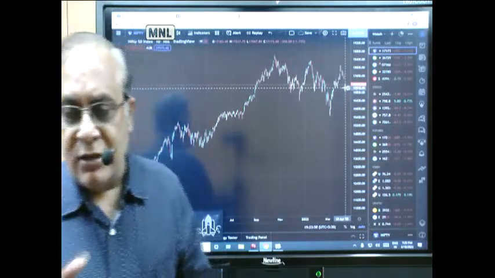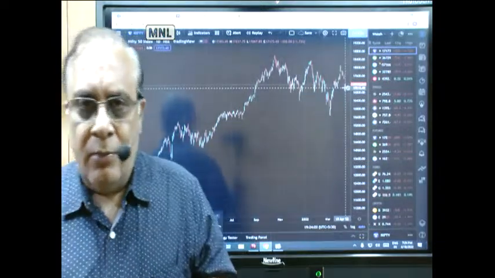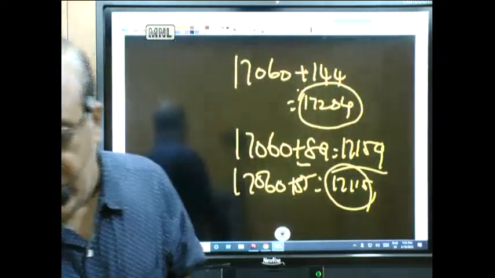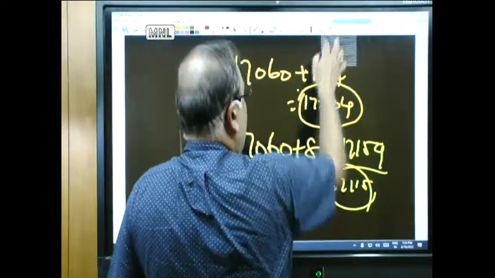That has to be strategized properly. Okay, now we will look at another thing which is called the Fibonacci extensions. I will illustrate it to you, a very easy concept. And see, how do you make a projection?